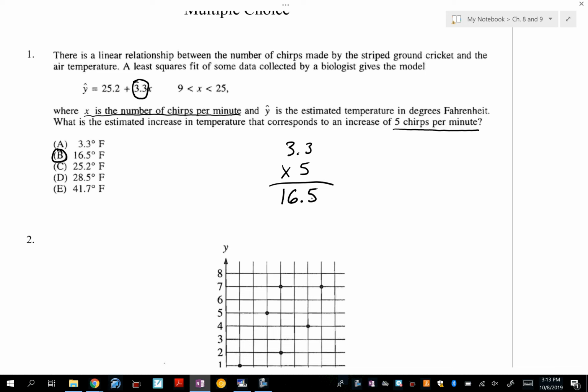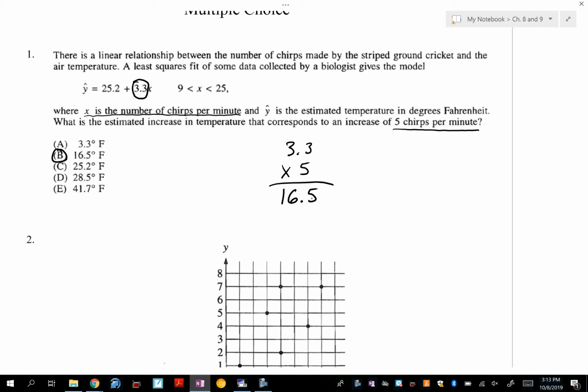What's the problem? Are you guys focused on this? Hold on. You guys talking about this? Yeah. This means the values that you plug in are supposed to be greater than 9 but less than 25. But this problem has nothing to do with it.